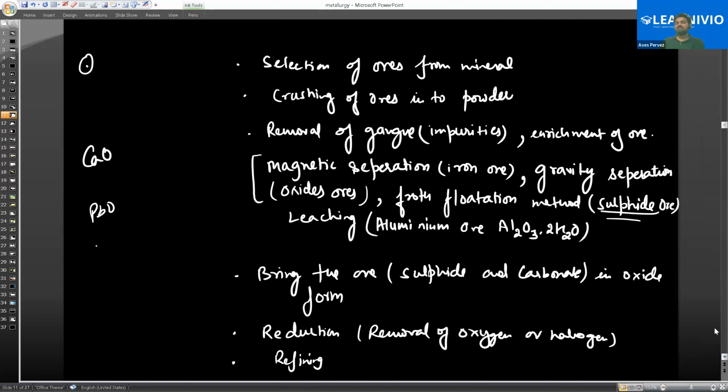there are different methods by which you can enrich the ore and remove the impurities, like magnetic separation, gravity separation, froth flotation method, leaching, etc. Then when we get the pure ore, fresh ore without soil, without impurities, then we heat it or we bring the ore into its oxide form, and then we remove the oxygen and then finally refine it. Note it down fast.